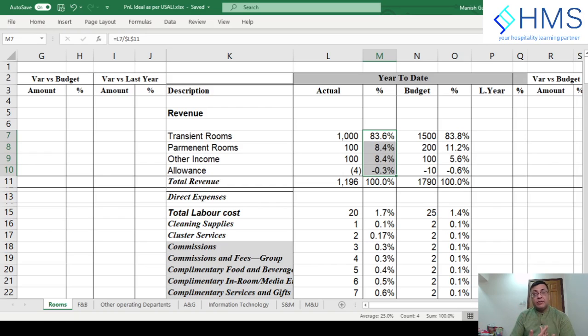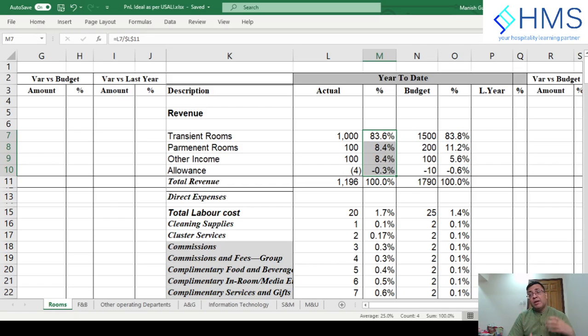Is the allowances ratio more than the usual or more than the budget? How about the other income? Are we able to maximize our opportunities of early check-in, late checkout, extra bed charges, and upselling? What is the ratio of permanent rooms to transient rooms? But this information is not sufficient to analyze the revenue in detail.